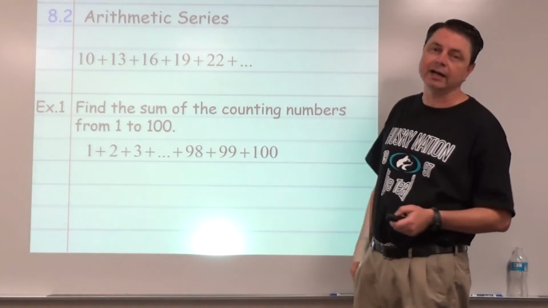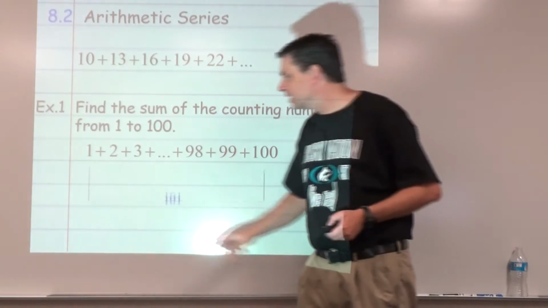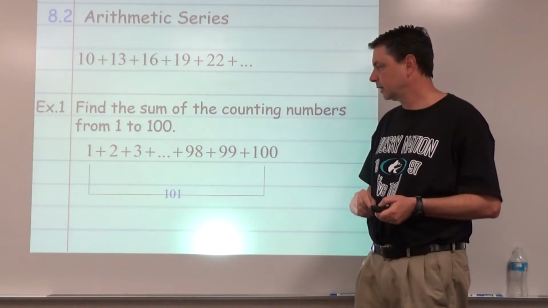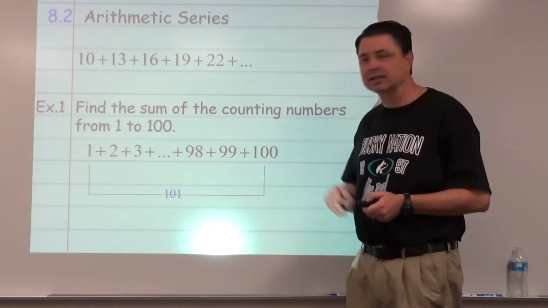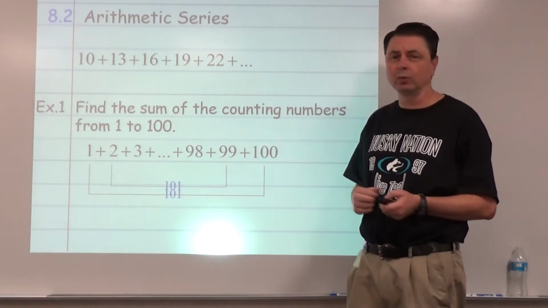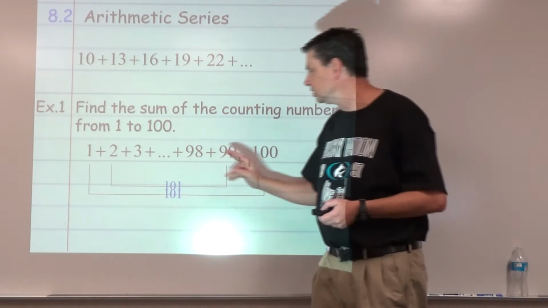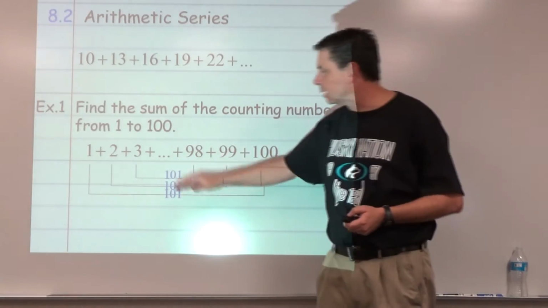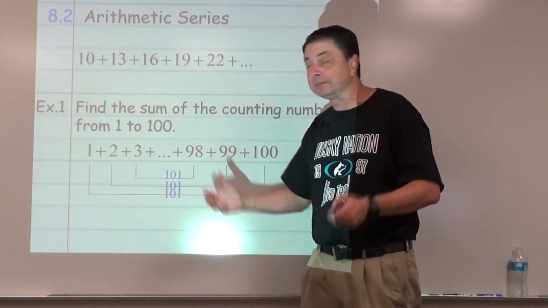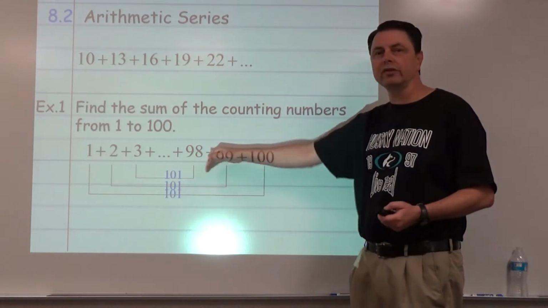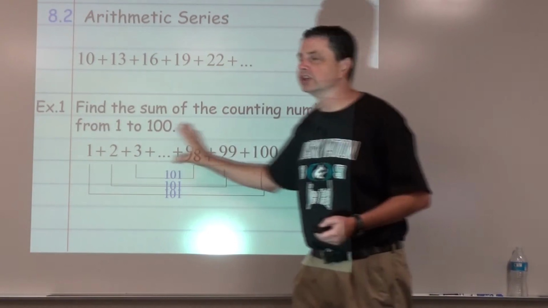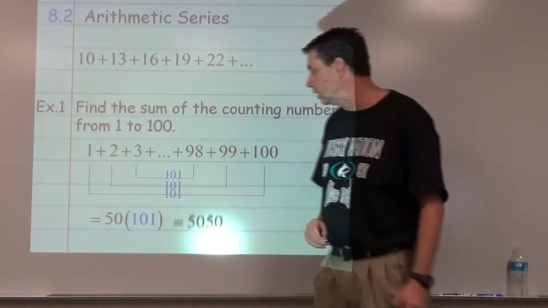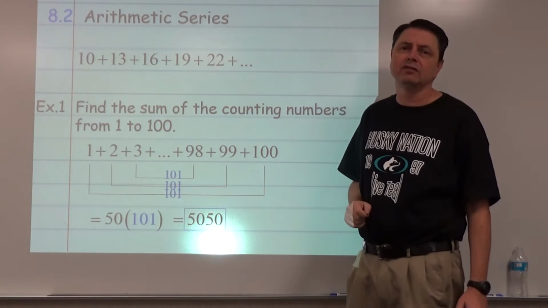He looked for a pattern. And what he saw was that if he adds the first and the last number, he would get a sum of 101. And then if he adds the second and the second to last number, he also gets 101. And that pattern continues. So all we have to do now is figure out, since the sum of each of these pairs is 101, how many pairs of numbers are there here? Since there's 100 total, there's got to be 50 pairs. So he just did 50 times 101 and got the sum to be 5,050.